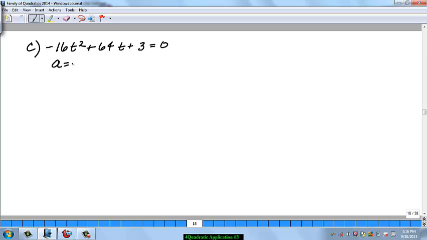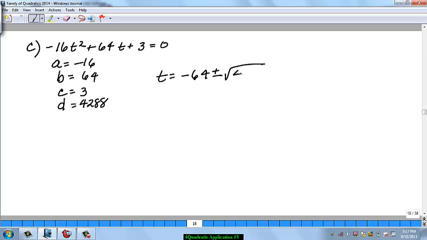So if A equals negative 16, B equals 64, C equals 3, D is going to be b squared minus 4ac, or 4288. So I've got my time, or x equals negative b plus or minus the square root of 4288 all over negative 32, or 2a.